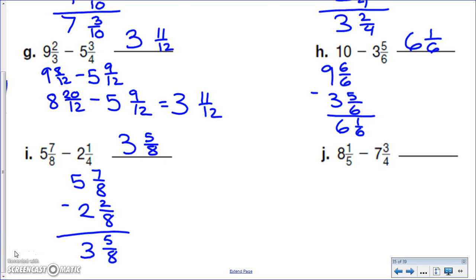J, we have 8 and 1/5 minus 7 and 3/4. So the first thing we have to do is get both fractions in a common denominator, which is going to be 20. So we're going to get 8 and 4/20 minus 7 and 15/20. So we know we can't subtract 15 from 4, so we're going to have to borrow from the 8. So it's going to be turned into 7. And then that whole is going to be 20/20. So we're going to add it to the 4/20. So we're going to get 7 and 24/20.